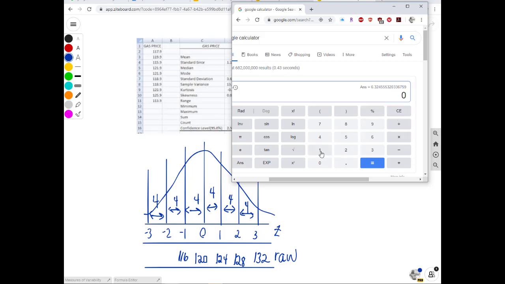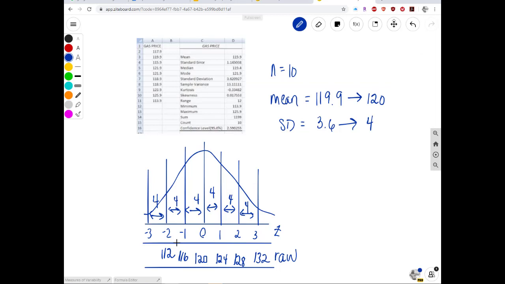116 minus 4, and I would get that the raw score equivalent for a z-score of -2 when the mean is 120 and the standard deviation is 4 is 112. Okay, and then if I wanted to subtract again to find the raw score equivalent for a z-score of -3 when the mean is 120 and the standard deviation is 4, then I would subtract 4 again and I would get 108.